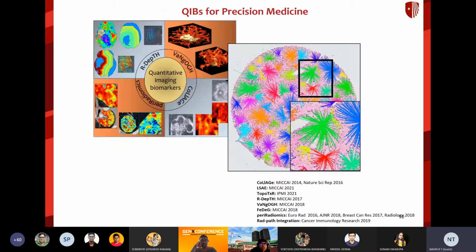So over the last few years, we have shown the utility of quantitative imaging biomarkers in diagnostic and prognostic applications, and more recently in predictive applications such as determining response to certain kinds of treatments such as immunotherapy and chemotherapy. Now, these quantitative imaging biomarkers include features such as textural radiomics, deformation-based radiomics, vasculature radiomics, and quantitative histomorphometric descriptors.